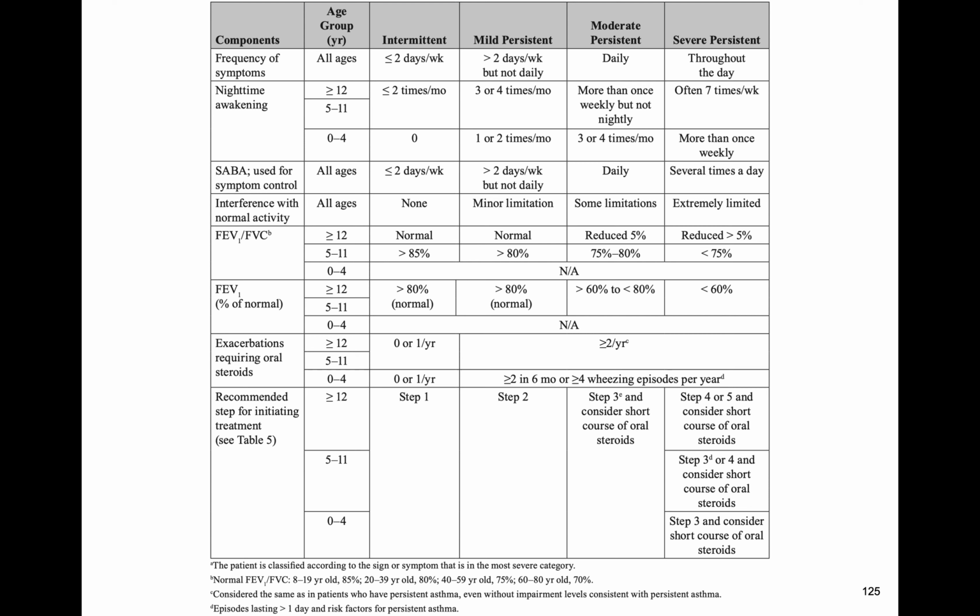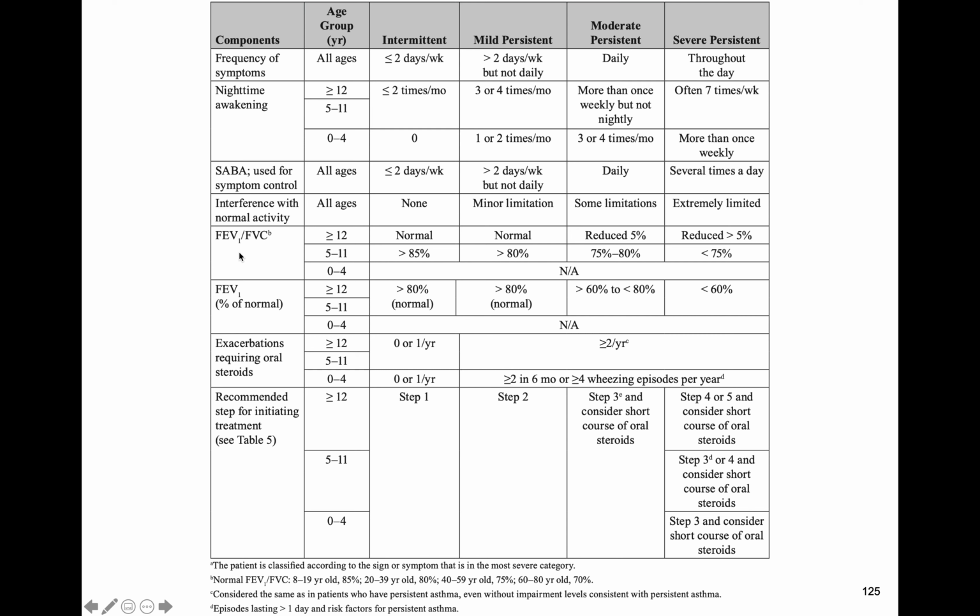This is a classification of asthma that I've thrown on here. So we go by symptoms, right? So there's going to be 4 categories. You're going to be either intermittent symptoms, mildly persistent, moderately persistent, or severe persistent. And you can see, frequency of symptoms, the number of times they have to wake at night, the number of times they use an albuterol inhaler, right? So if it's someone that uses it daily, right, they would fall into the moderately persistent category.